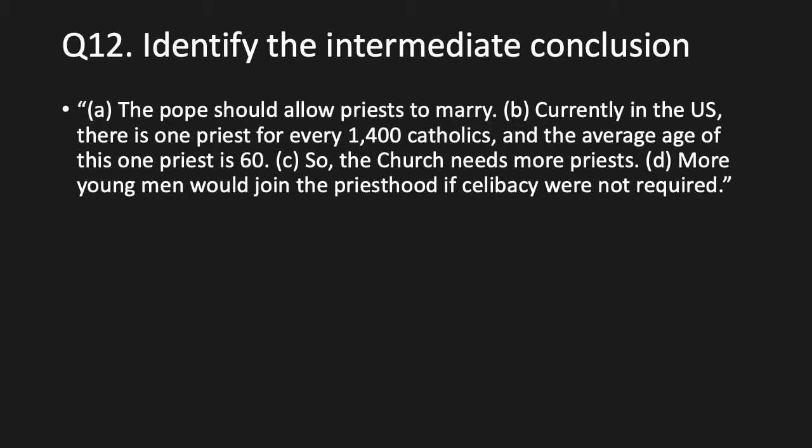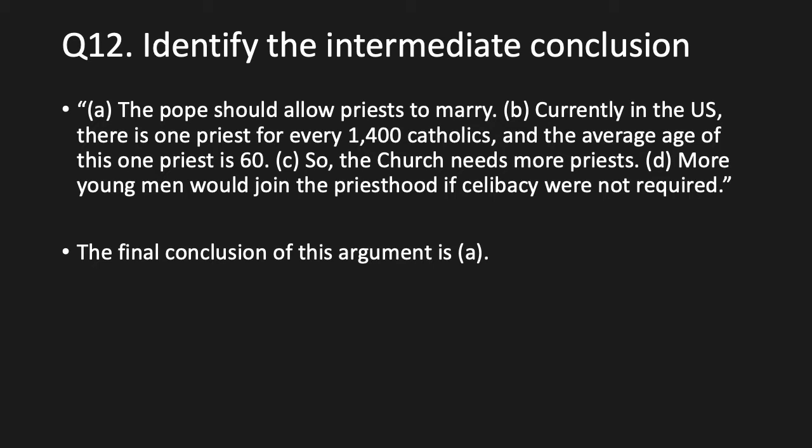All right. What's the final conclusion of this argument? You can see that A is the final conclusion. The idea is this. Well, we should allow priests to marry because we need more priests, that's C, and more young men to join the priesthood if celibacy were not required. So C and D are there to support the conclusion.